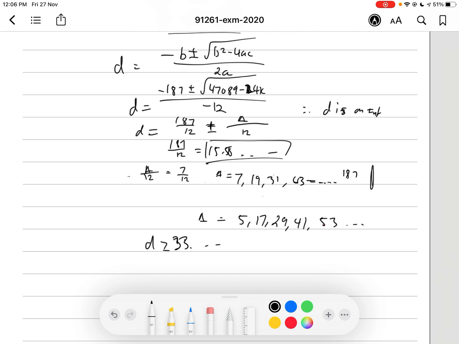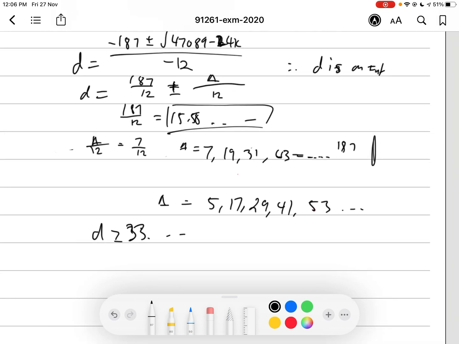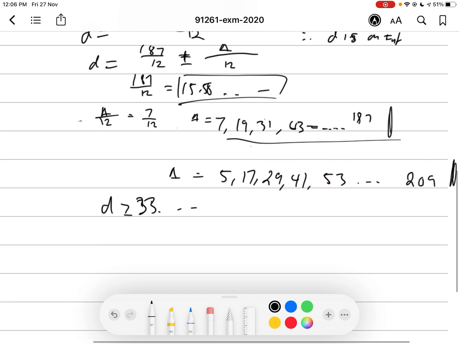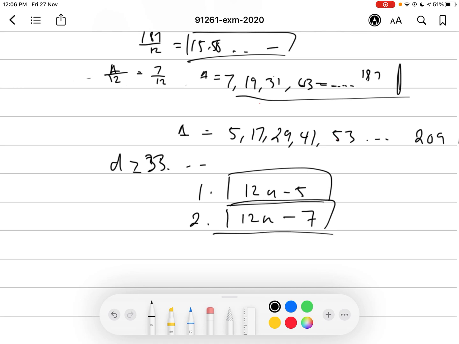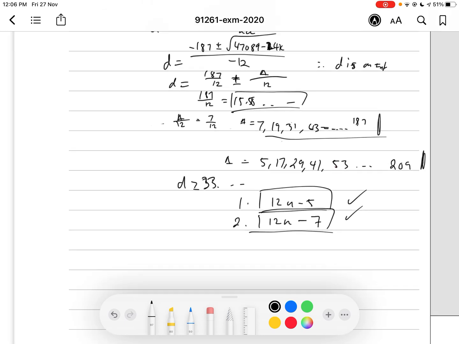If we do 33 times 12, that gives us 396, so it's going to keep going until we get to about 209, and then it stops. That's our limit. So the discriminant can be equal to any of the numbers that satisfy these series. We can give an equation of 12n minus 5 for the first, or 12n minus 7 for the other. If it satisfies either of these equations, then it's a valid zip.